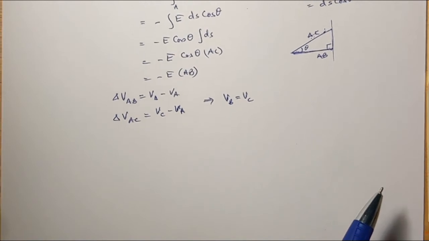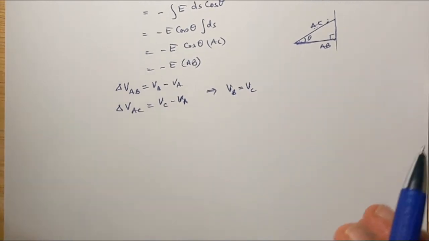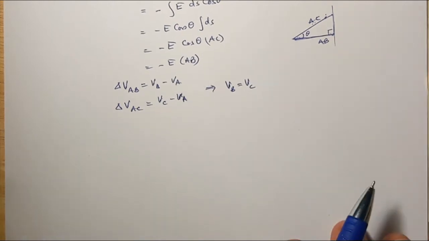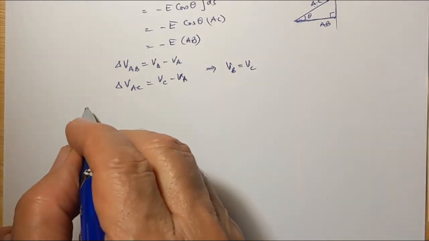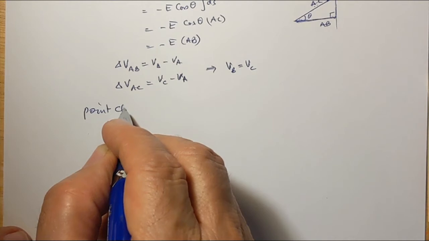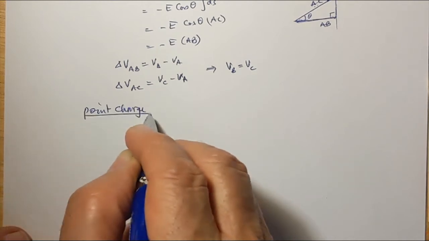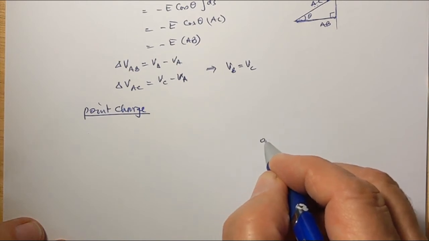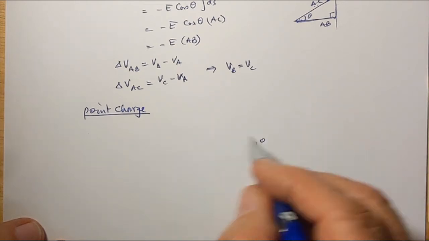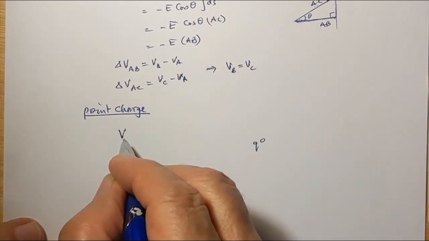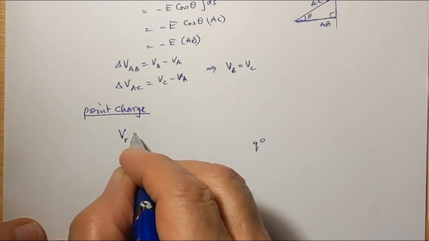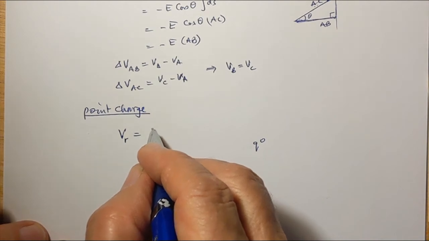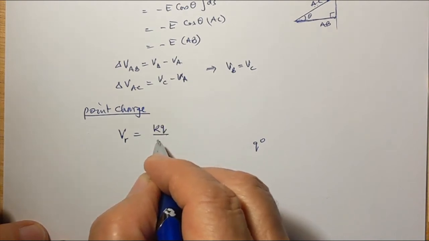Now, if we go to a non-uniform source, so for, let's say, a point charge, and here is our point charge, Q, then the electric potential at a distance r was found to be, as we found earlier, kQ over r.